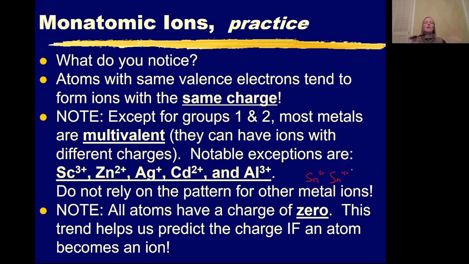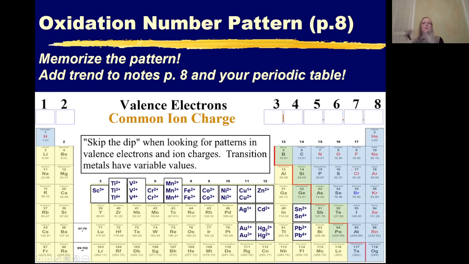Please also remember that all atoms have a charge of 0. The trend that we're learning here is helping us predict the charge if an atom becomes an ion. Elements always have 0 charge, but we're predicting what ion these elements would form in their compounds. So since the common ion charge is tied to the number of valence electrons, we can reason out what the ion charges are based off of the number of valence electrons.